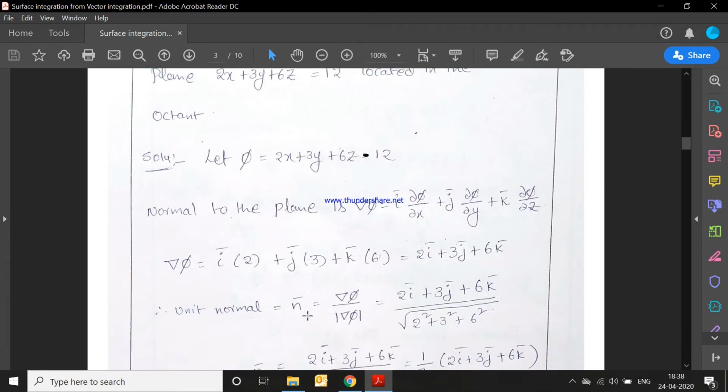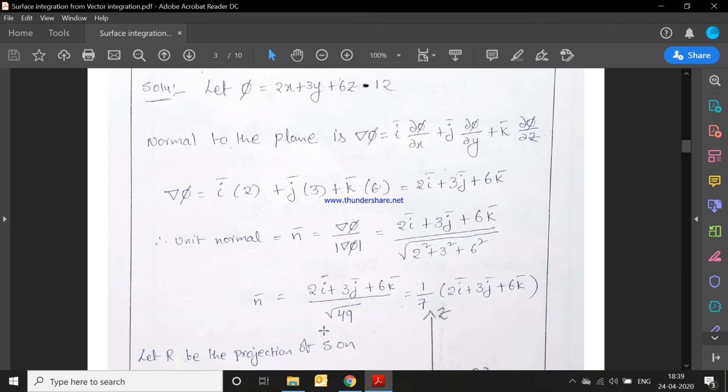And the unit normal n bar is equal to del phi divided by the modulus of del phi, that is 2i bar plus 3j bar plus 6k bar divided by the length, which is found using the square root of x squared plus y squared plus z squared. The x value is 2, y value 3 and z value 6, so we write the square root of 2 squared plus 3 squared plus 6 squared. Then we get 2i bar plus 3j bar plus 6k bar by root 49, and that value is 7. So 1 by 7 into 2i bar plus 3j bar plus 6k bar is a unit normal to the given surface.